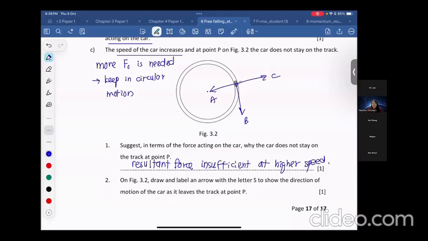So let me have a look. Correct. Hui Tong, Megan, Licious, Teresa, correct. So boys and girls, if there is not enough centripetal force holding it, at this position the car will go straight. It will follow the direction of motion. So for this question, it will go in this direction and we need to label S.